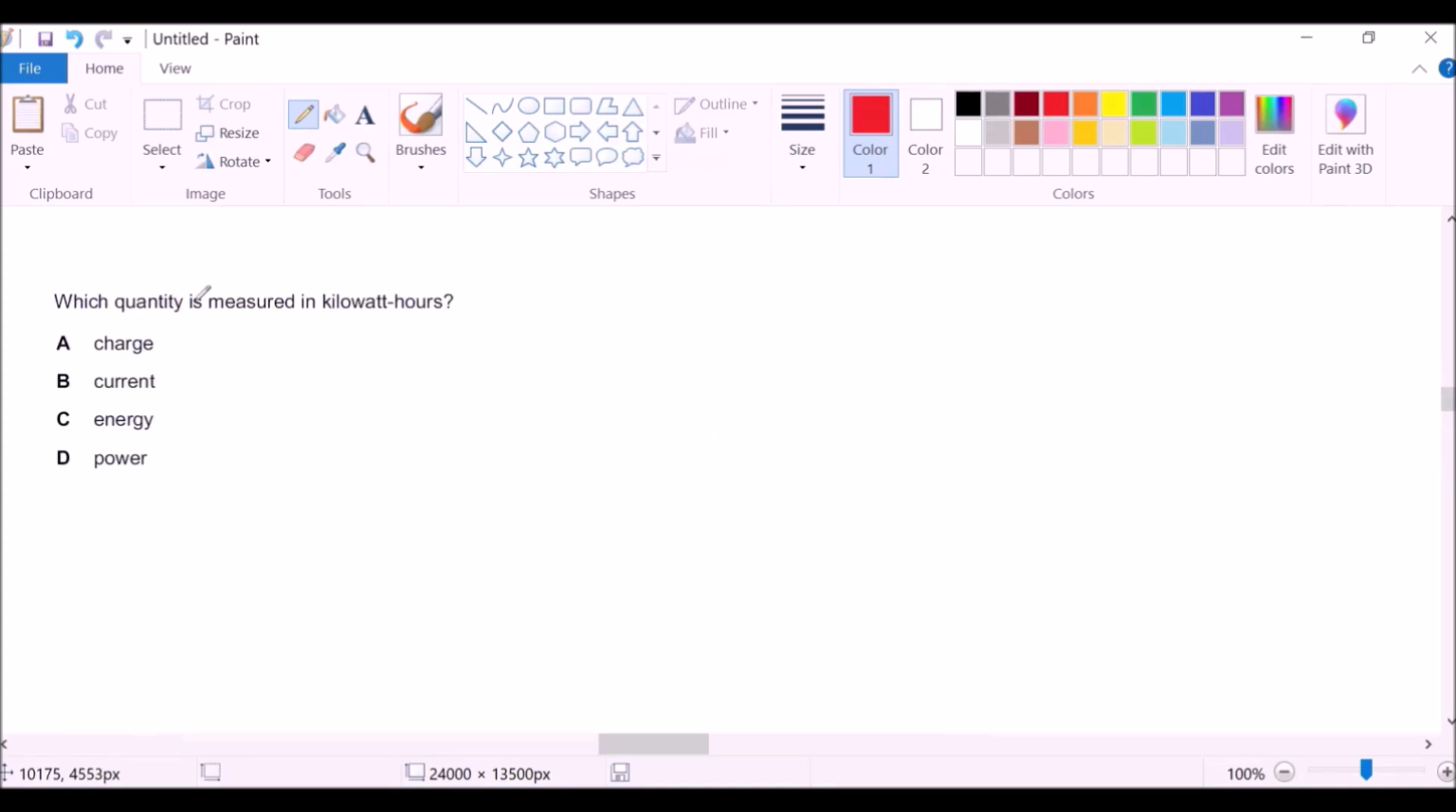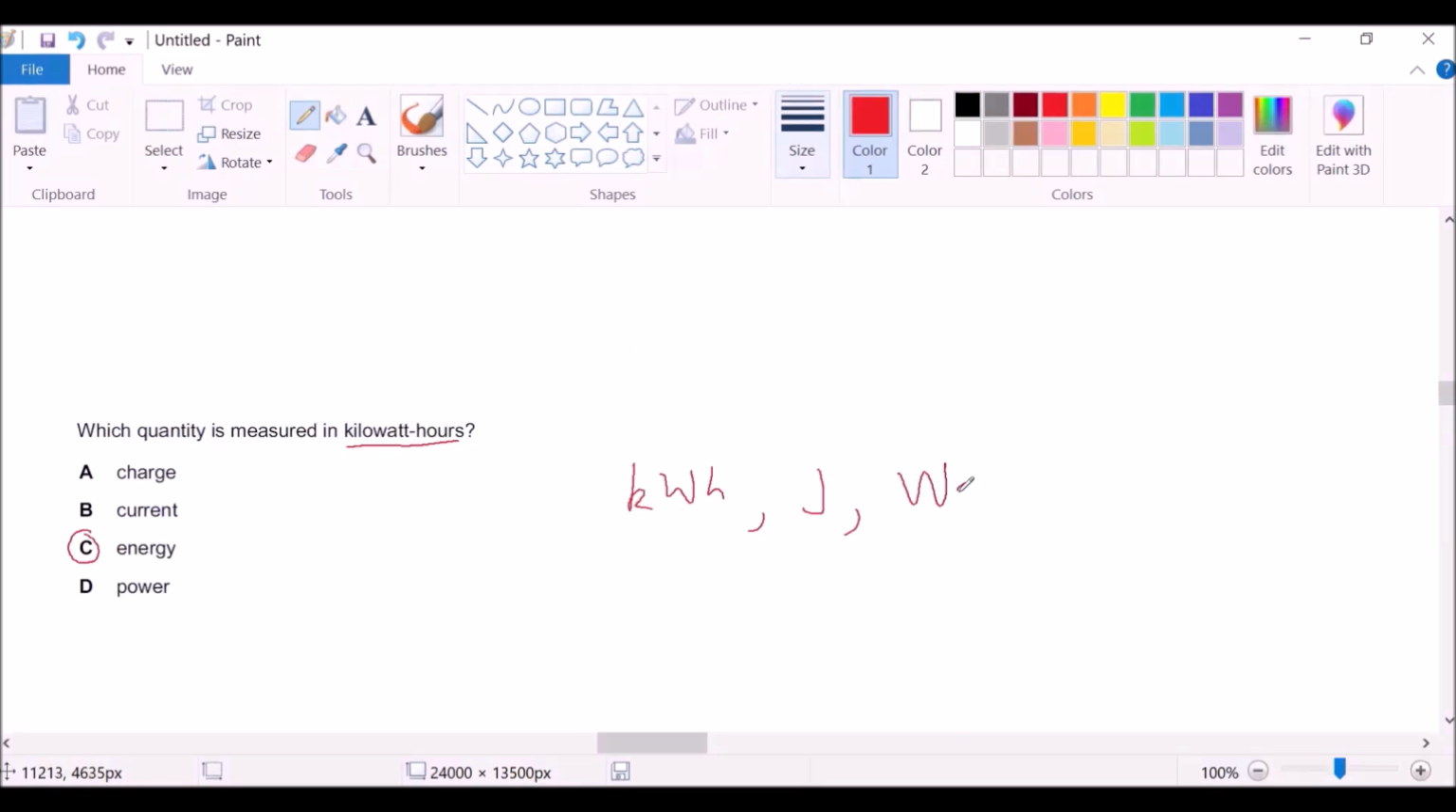Let's look at this question. Which quantity is measured in kilowatt hours? Quantity measured in kilowatt hours is energy. So electrical energy can be measured in kilowatt hours or joules or watt second.